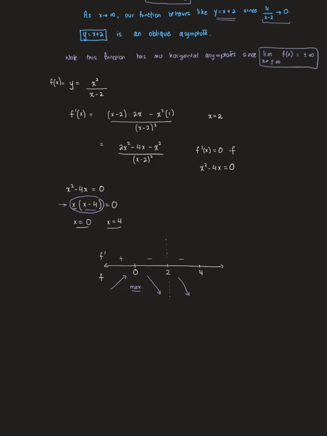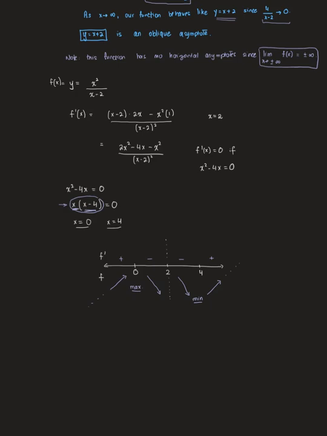And then to the right of 4, like 5, that will be positive. So here the function will be increasing, and we have a local minimum value at 4. And both those max and min are local, because you can imagine the function continues to increase and continues to decrease.